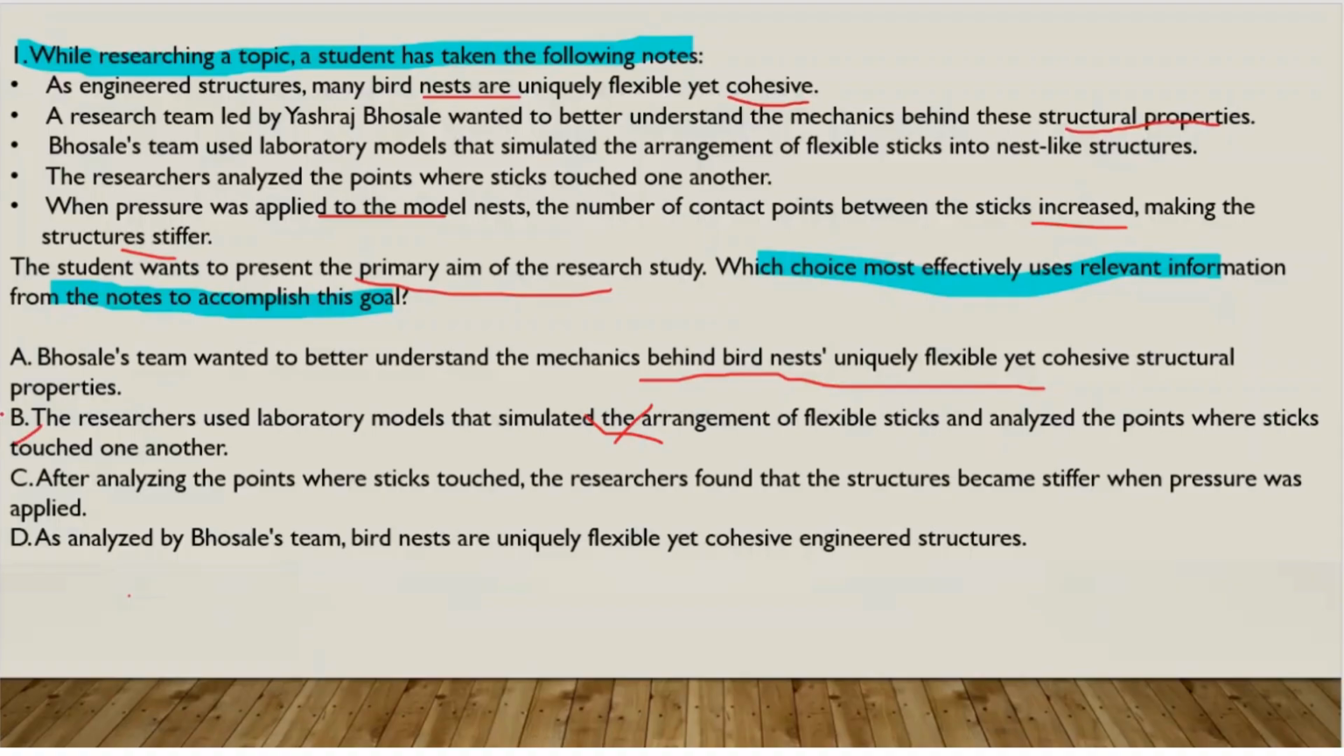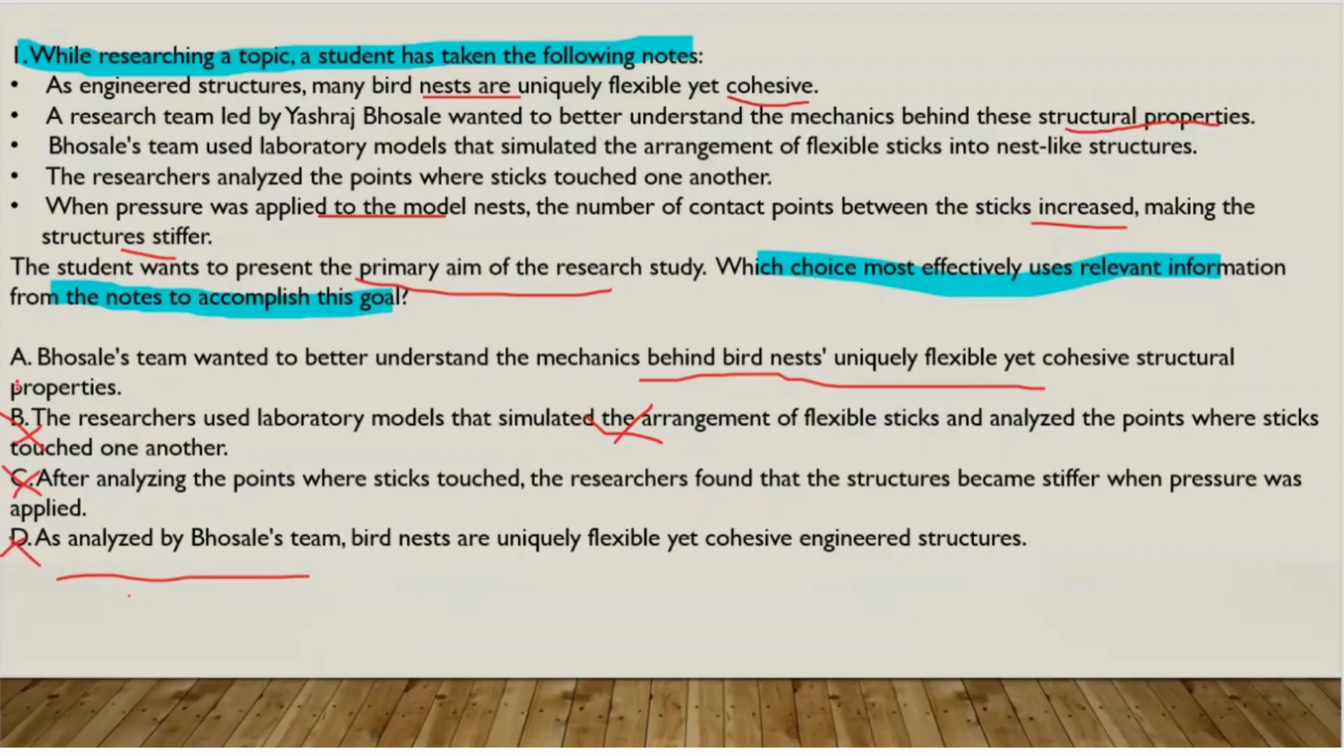What about option C? After analyzing the points where the sticks touched, the researchers found a result, so this option C talks about the result of the study, not the aim. Now, option D is "as analyzed by Vosel's team, bird nests are uniquely flexible yet cohesive engineered structures." This one is really close to the aim, but the problem is it says "as analyzed by Vosel's team," which means it's also the result after the study has been done, not the aim of the study. So it can't be that either.